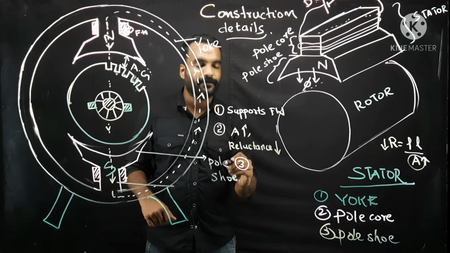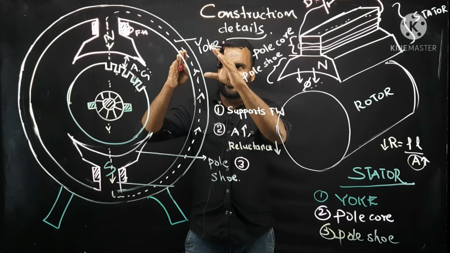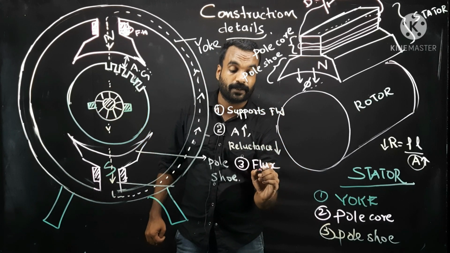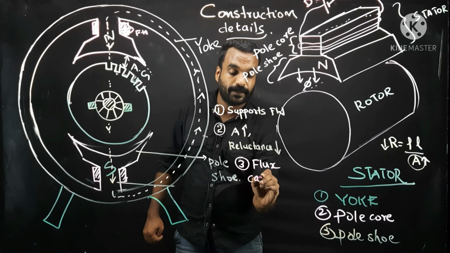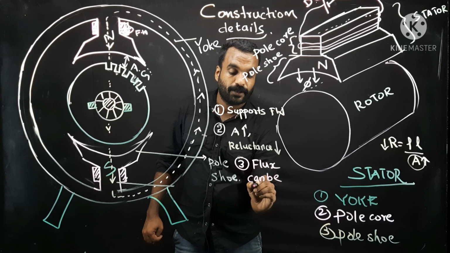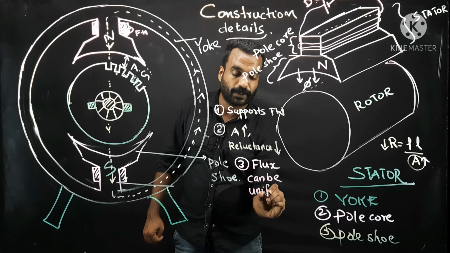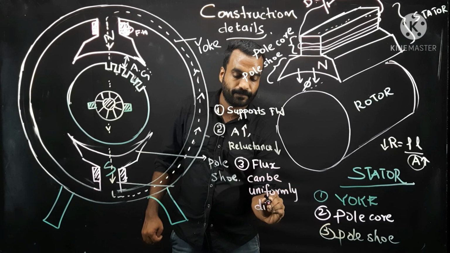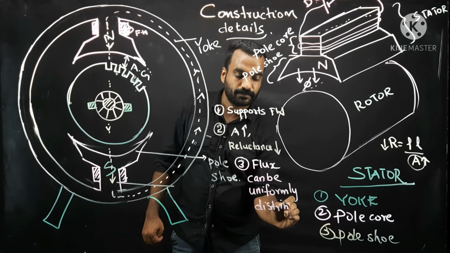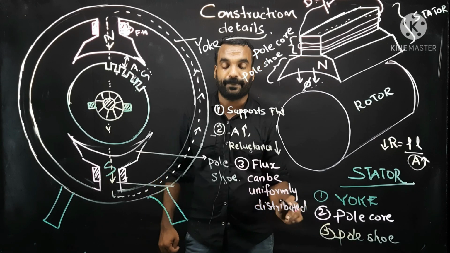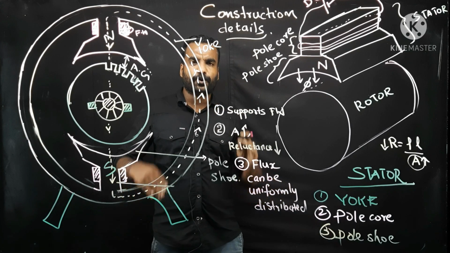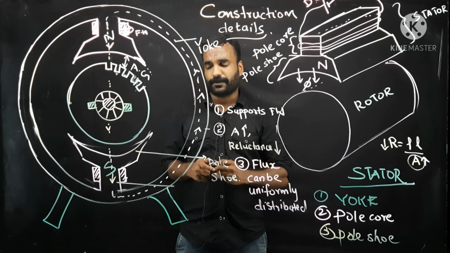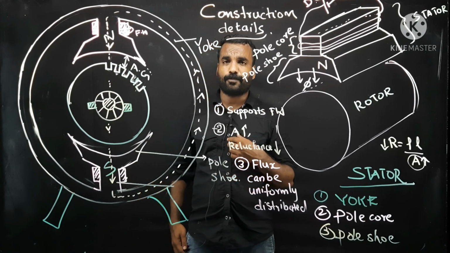And the third function, as it has a wider shape, flux can be uniformly distributed. Due to its wider shape, flux can be uniformly distributed. You have to write that also. These are the three functions of the pole shoe.